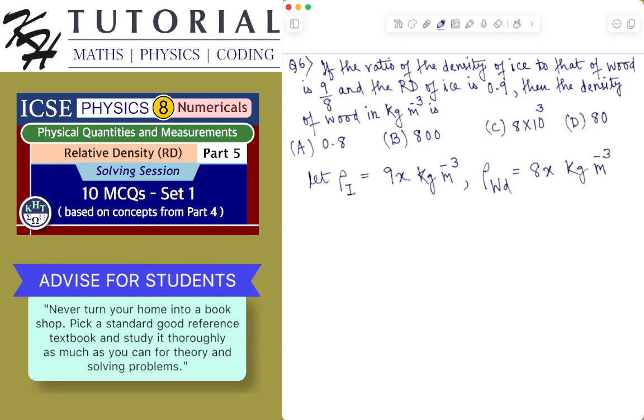Now, the relative density of ice is given to be 0.9.